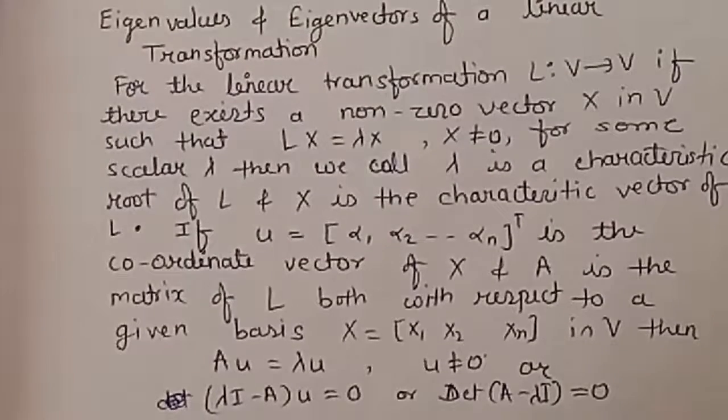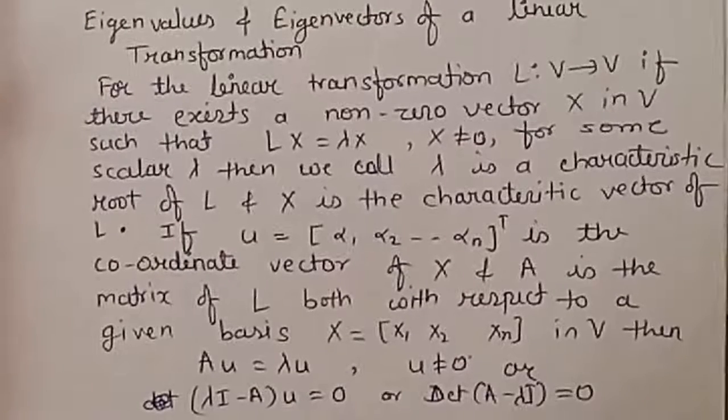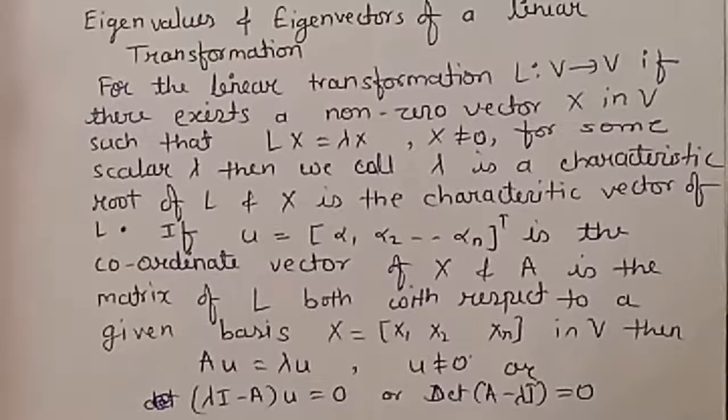Now what does it mean? Suppose we have any linear transformation L which is a mapping from V to V, and for that we have the equation Lx is equal to lambda x. In this, lambda is the eigenvalue for the linear transformation and x is the eigenvector for the given linear transformation.